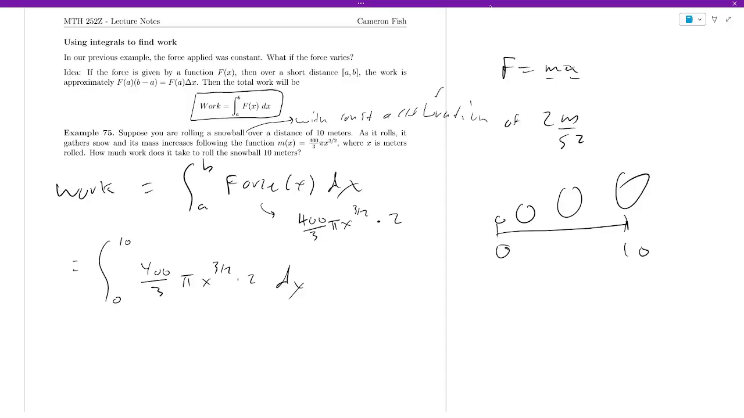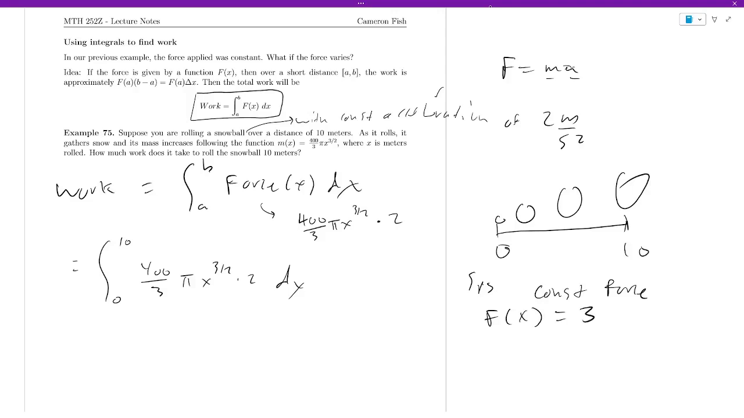Something to notice here is that suppose we're not doing the snowball, just moving our rock from before or whatever. If we have a constant force, right? Say the force at every point in time was 3, right?